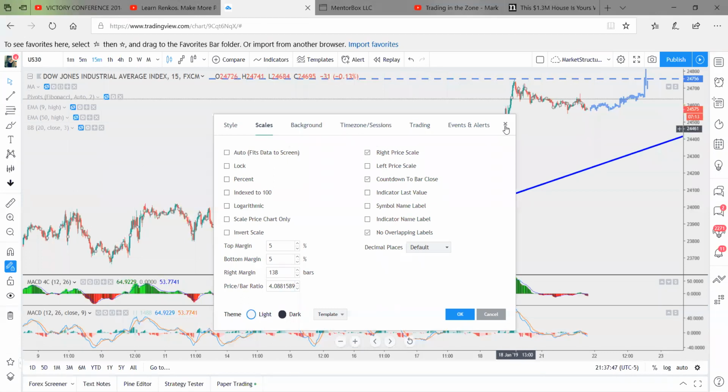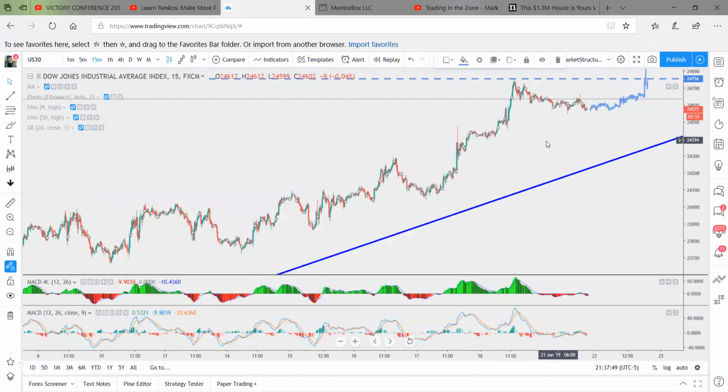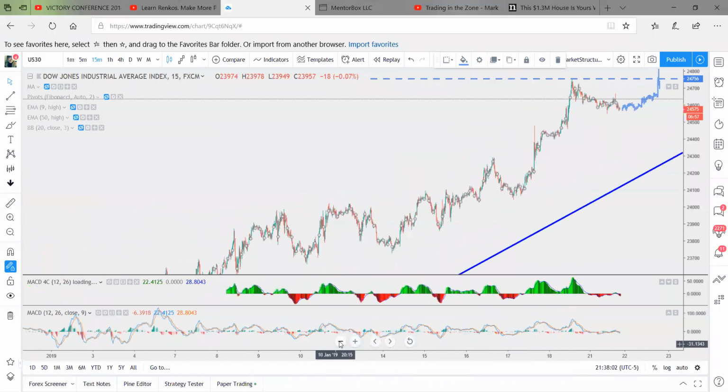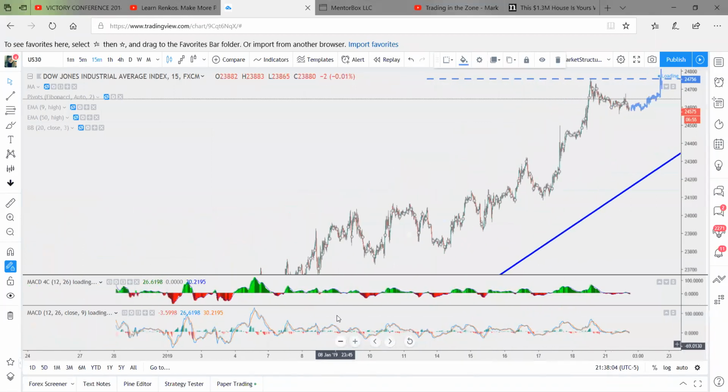I don't know what it's doing, but I know it's been getting on my nerves lately. So yeah, it's just consolidating, getting ready to shoot to the upside. And the longer it consolidates, the harder it's going to break up.